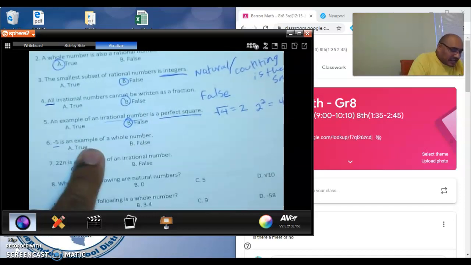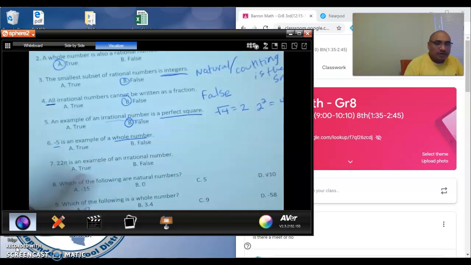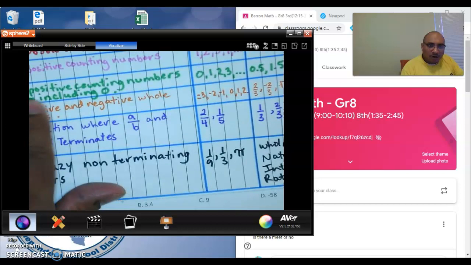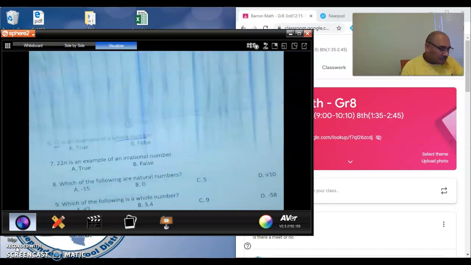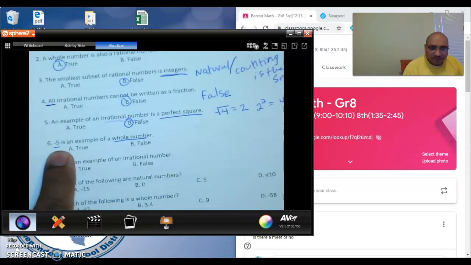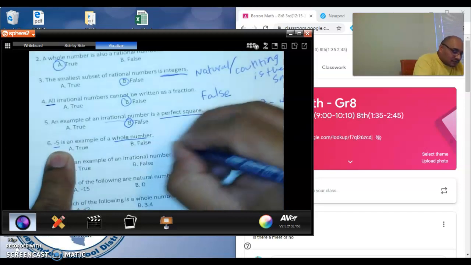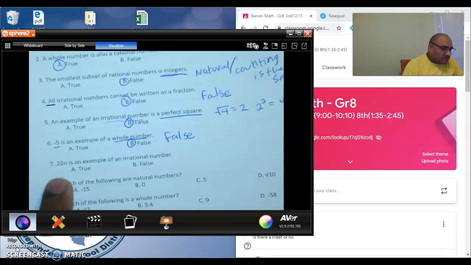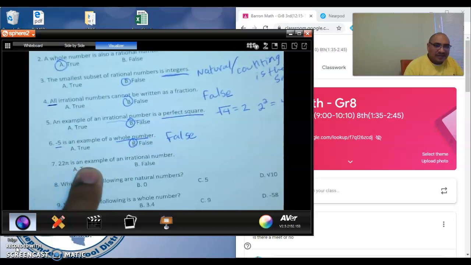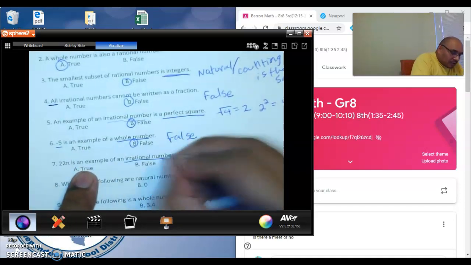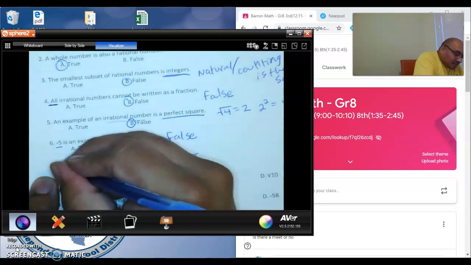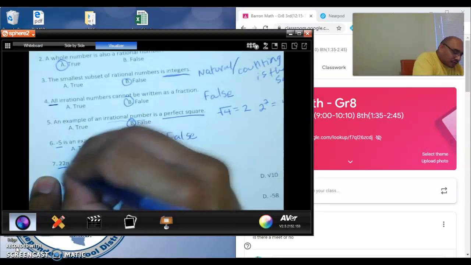-5 is an example of a whole number. If you remember, whole numbers are all positive counting numbers. Well, yeah, this would be a counting number if this was not negative. So this is false. 22 pi is an example of an irrational number. Well, if you recall, pi is irrational. 22 pi is irrational. This is true.